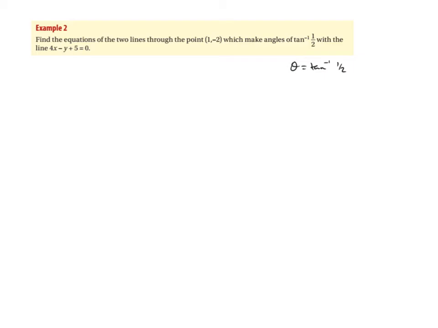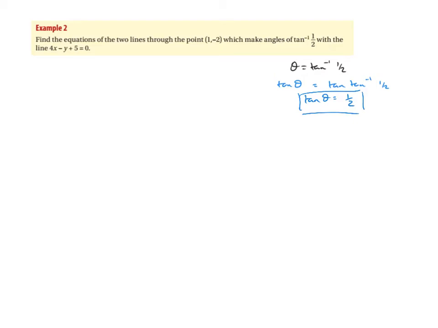Which means that if we take tan on both sides, to get rid of this tan⁻¹, we end up with tan theta on the left hand side is equal to tan of tan⁻¹ of a half on the right hand side. You'll see that tan and tan⁻¹ are inverses of each other, so these two things disappear and we're left with just a half on the right hand side. So we end up with tan theta is equal to a half, and we're going to need that for the formula.